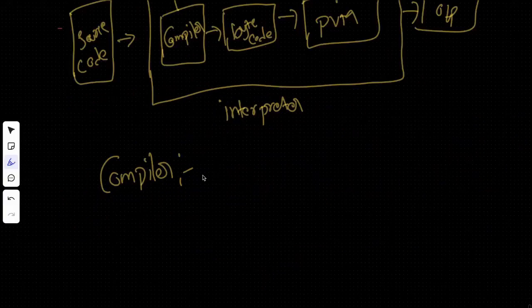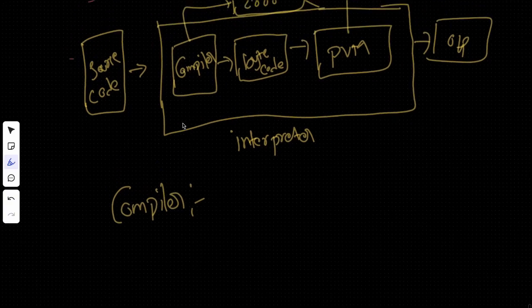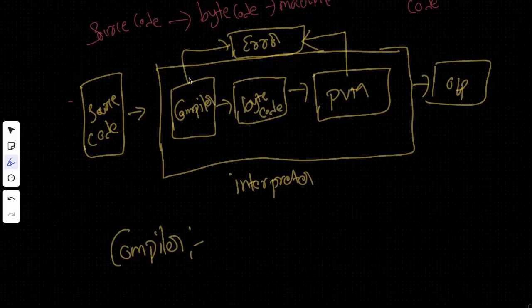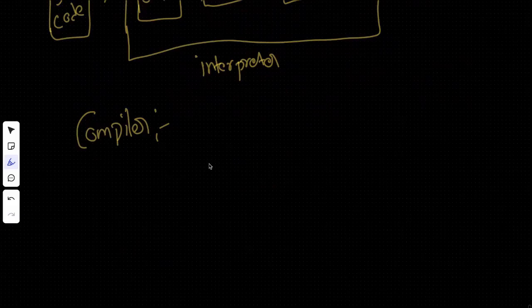When the compiler gets the source code, it first checks your Python code for any syntax errors. We have already seen typos and incorrect formatting in the previous video, right? For syntax errors, if it finds any error, it stops the process and returns the error message. That is the first role of the compiler.